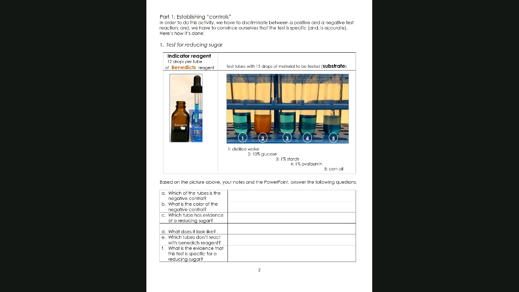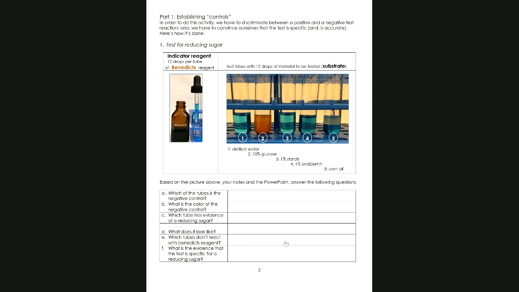So with the Benedict's, your positive reaction is only with the glucose, so that is your positive control. Which one of the tubes is the negative control? That would be all the others. So you just list the tubes that are the negative control here. And the color of the negative control is the one that didn't change, right? Which tube has evidence of a reducing sugar? You just put that number in there, and what it looks like, again, just write that in there.